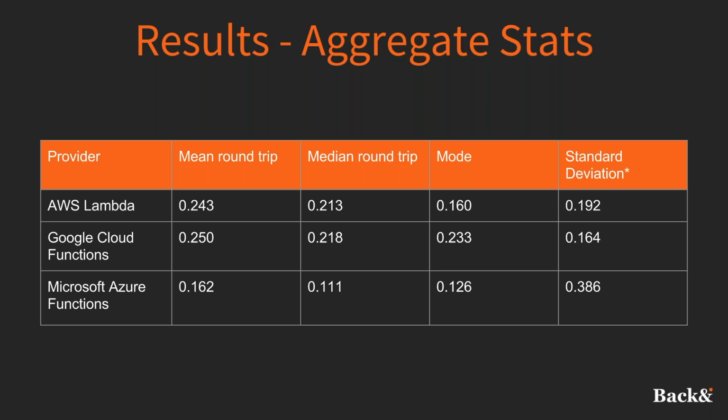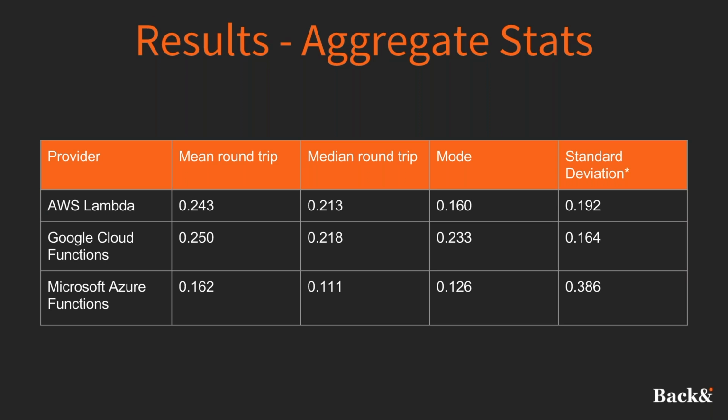So we'll start with the mathematical average, or mean round trip time. For AWS Lambda, it was 0.243 seconds. Google Cloud was 0.25, and then Microsoft Azure came in the clear winner at 0.16 seconds, definitely the fastest of the three. Then we want to look at the median round trip time, which is the exact middle, and that was again Microsoft Azure Functions coming out on top at 0.11, with AWS Lambda close behind at 0.2 of a second, and Google Cloud in a close third, losing 5 milliseconds to AWS Lambda at 0.218. And then we'll take a look at the mode, which is the most commonly occurring value.